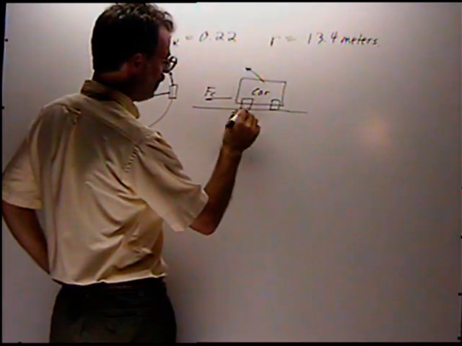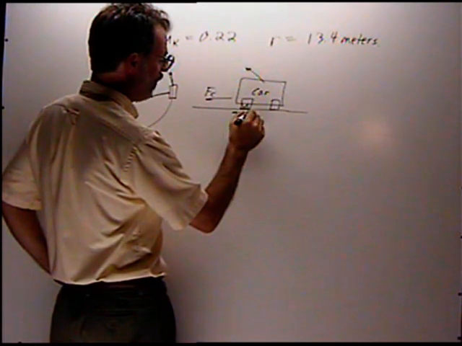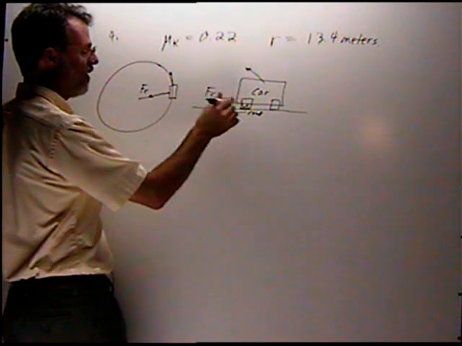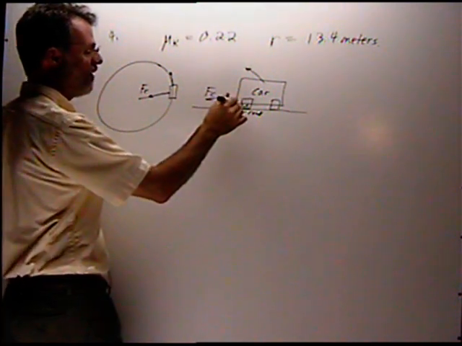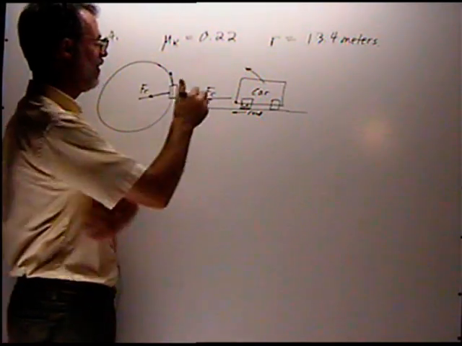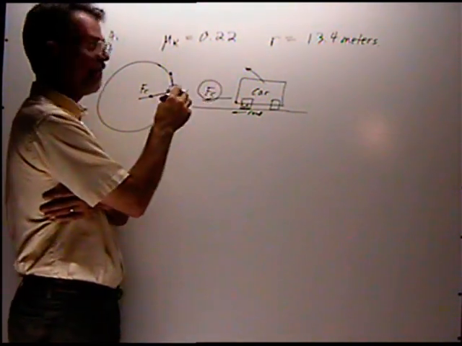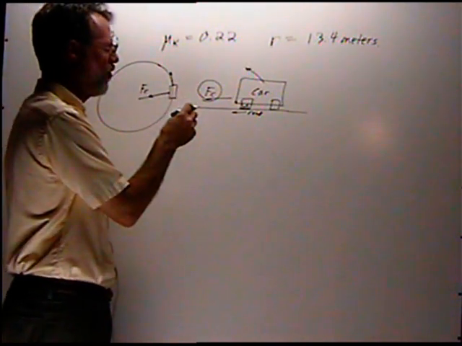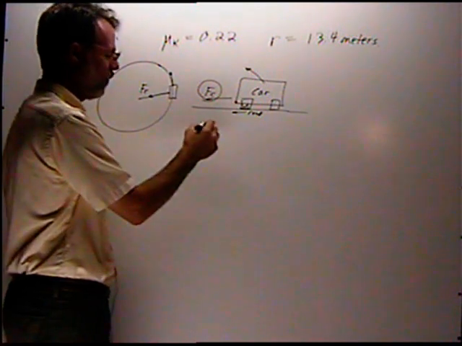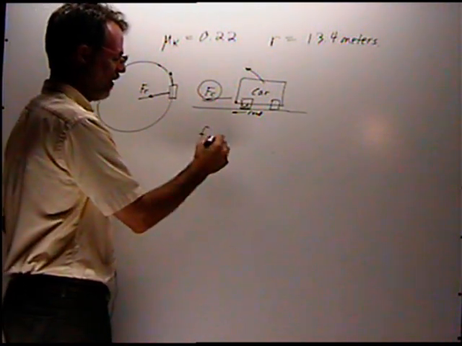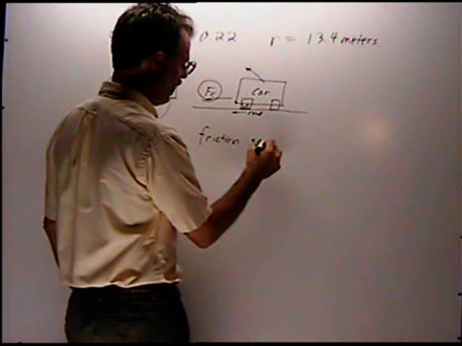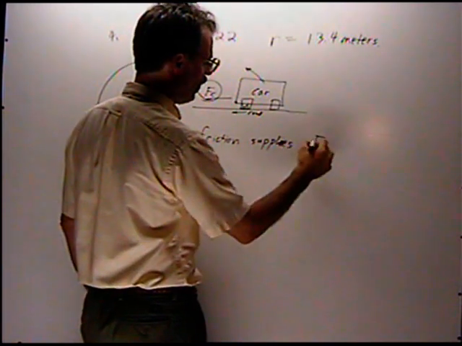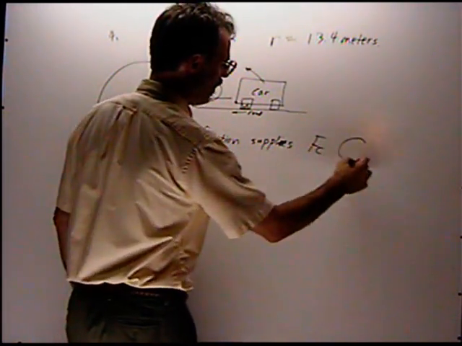This friction between the wheel and the road is what supplies the centripetal force. Okay, so the friction essentially supplies the centripetal force necessary to move around in a circle.